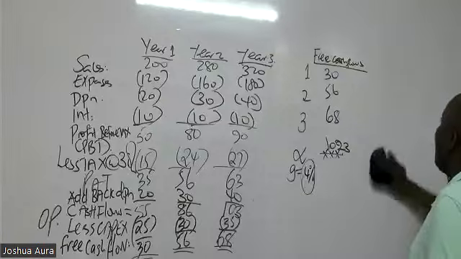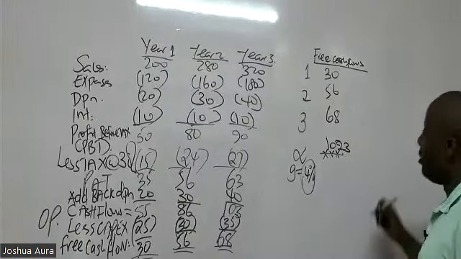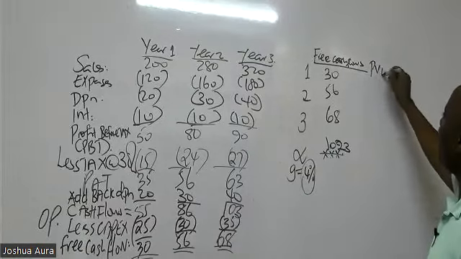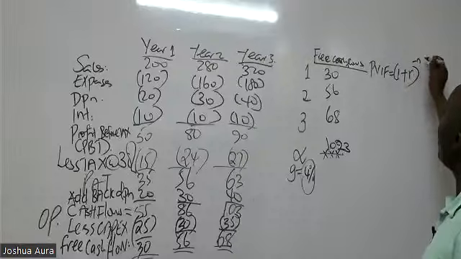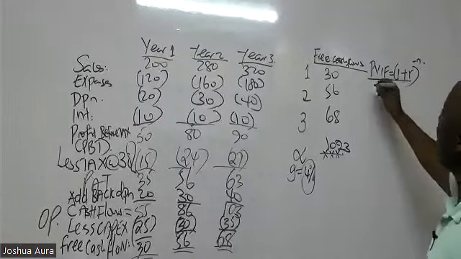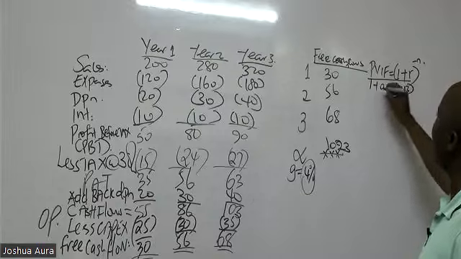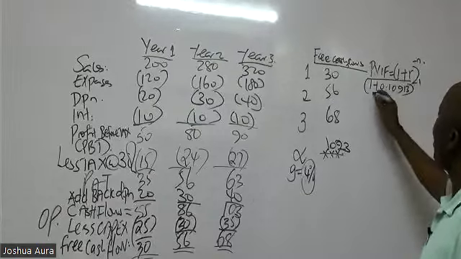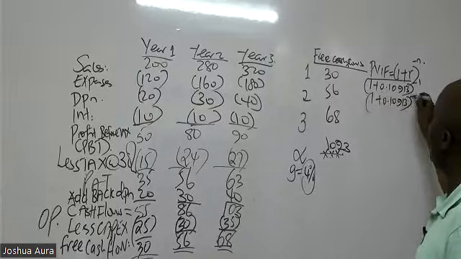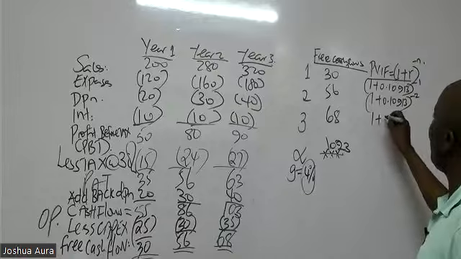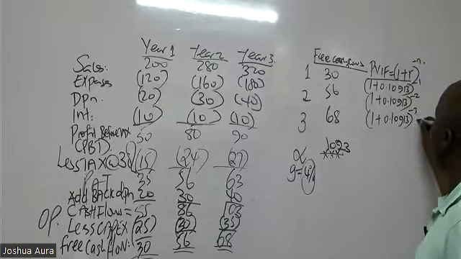Create a column up here for PVIF, the present value interest factor, which is 1 plus R raised to negative N. So PVIF here will be 1 plus 0.10913 raised to minus 1, 1 plus 0.10913 raised to minus 2, 1 plus 0.10913 raised to minus 3.